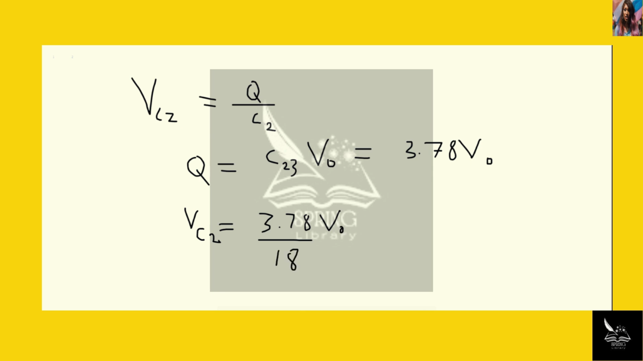Now similarly, we can find VC3, which is equal to 3.78 V0 divided by C3, because in series you have the same charge distributed on each of the capacitors. So each capacitor in series gets the same charge. That's the property of series circuit. So instead of 18 now, we have the value of C3, which is 4.8. Now we have VC2 and VC3.